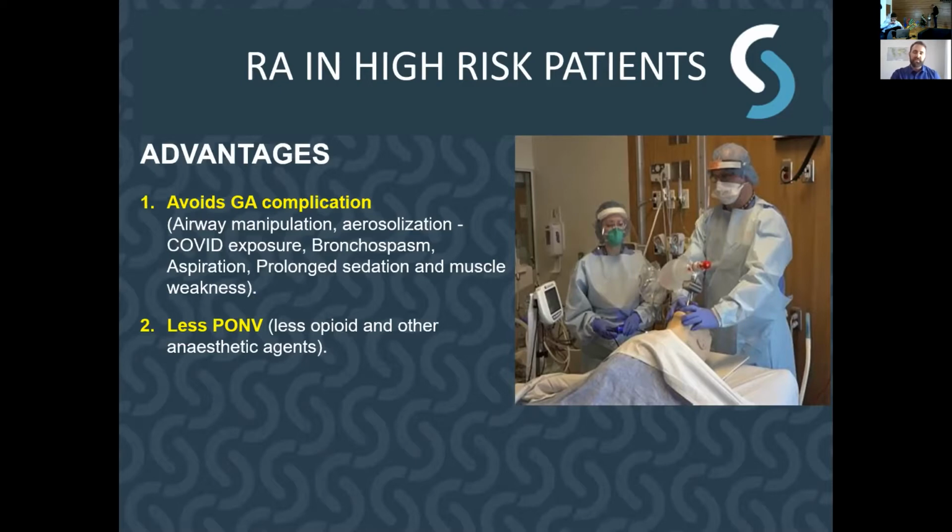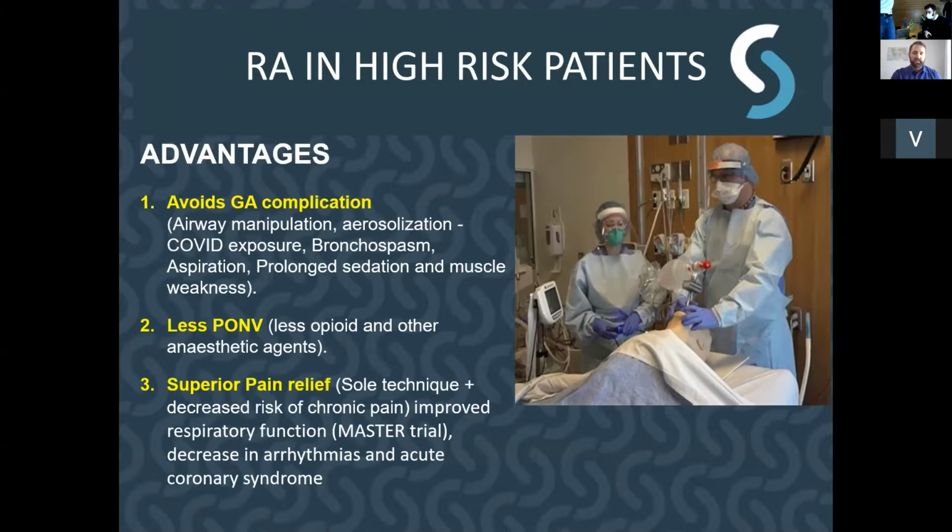And in high-risk patients, where you have patients with severe respiratory disorders, obstructive sleep apnea, and chronic obstructive pulmonary disease, you do not want to use too many opioids to cover their pain. Then regional anesthesia gives you superior pain relief. You can use it as a sole technique, and it has also been proven to decrease the risk of chronic pain. Now, it also gives your patient improved respiratory function.